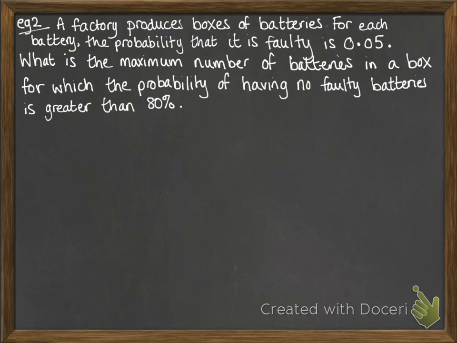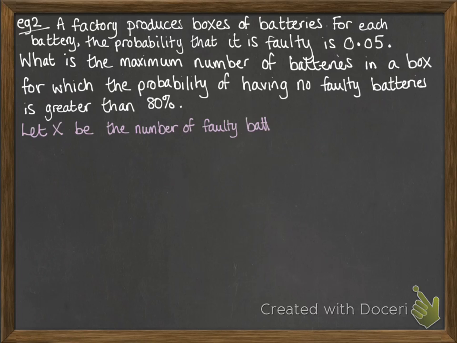Next example, we've got a factory that produces boxes of batteries. For each battery, the probability that it is faulty is 0.05. We want the maximum number of batteries in a box for which the probability of having no faulty batteries is greater than 80%. So in this case, we don't know how many trials are happening. We're finding out what the largest number of batteries, that would be our number of trials, could be in that box, so that the chance of having no faulty batteries always stays above 80%.